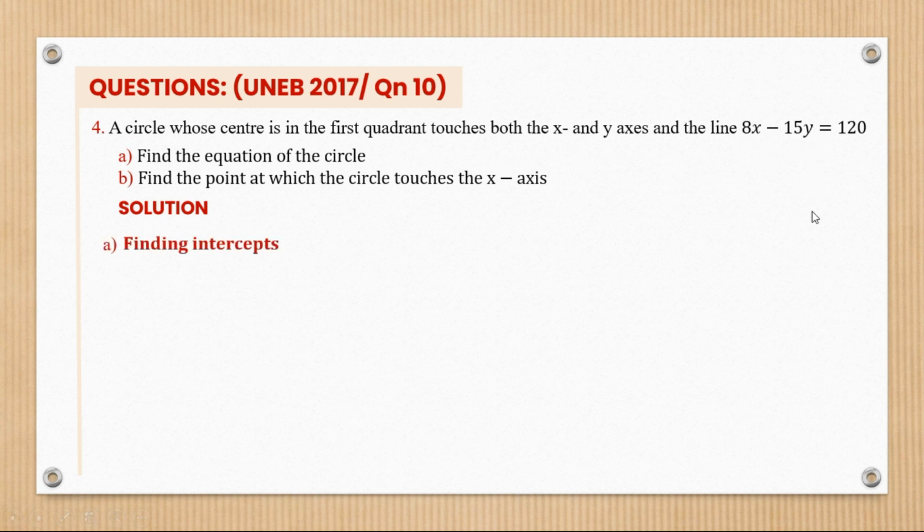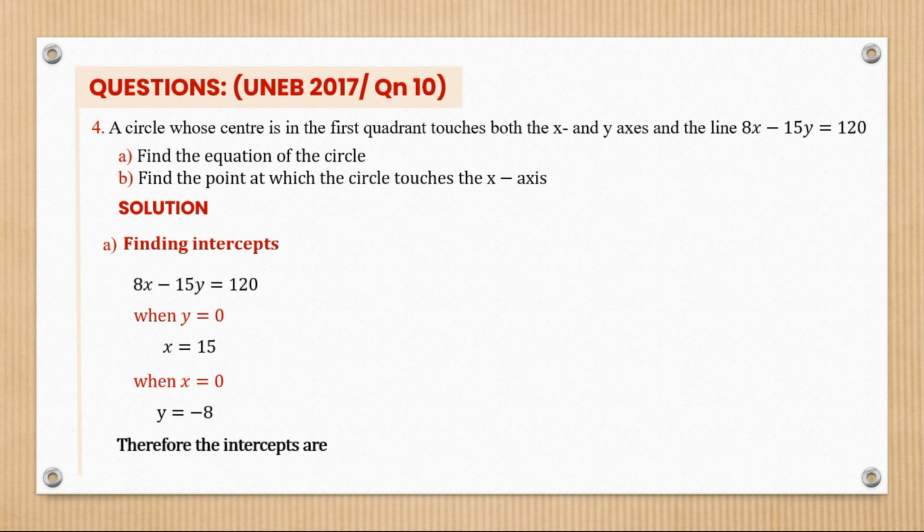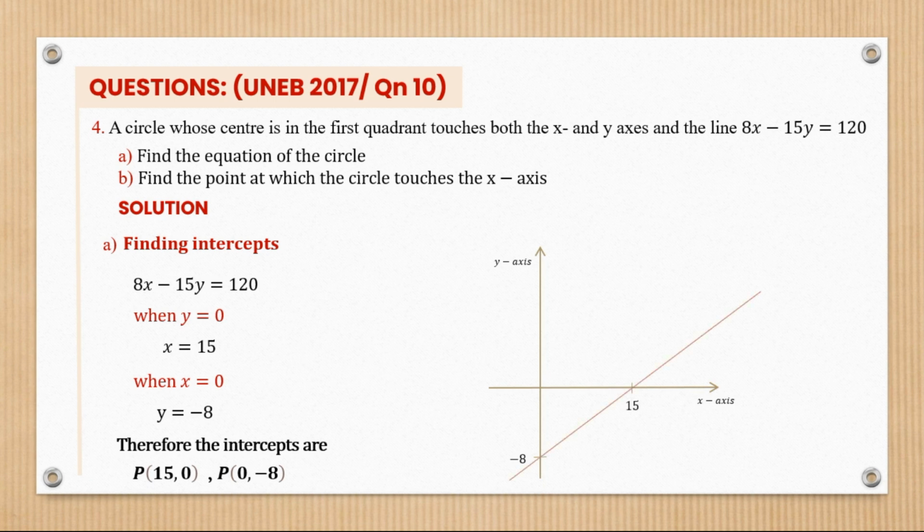So we shall look at it this way. From this equation of the line, when y is equal to 0, x shall be equal to 15, and when x is equal to 0, y is equal to -8. Therefore the intercepts are (15, 0) and (0, -8). Those are going to be the first points we plot. So we first place those intercepts, the first one and the next one, then we draw the line through them.